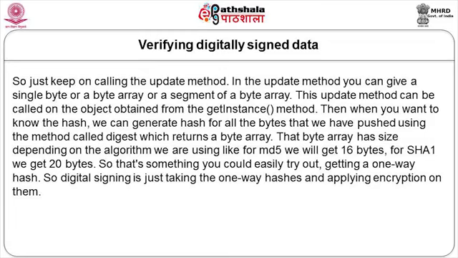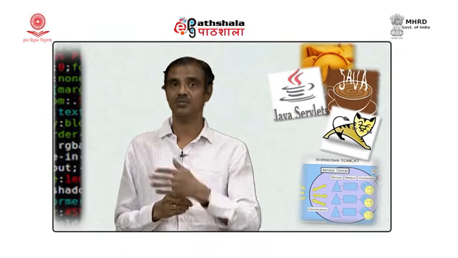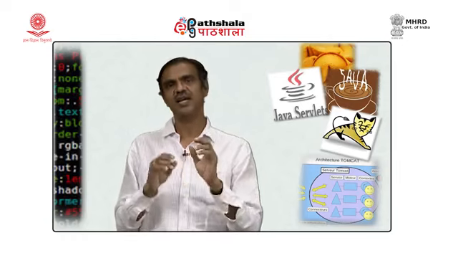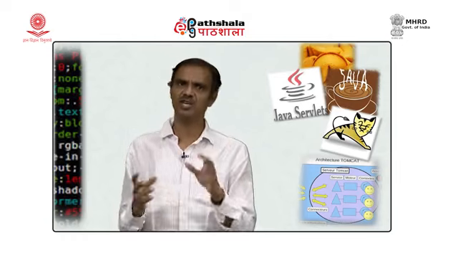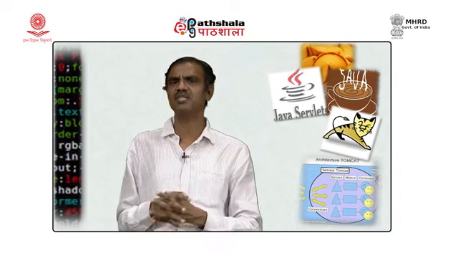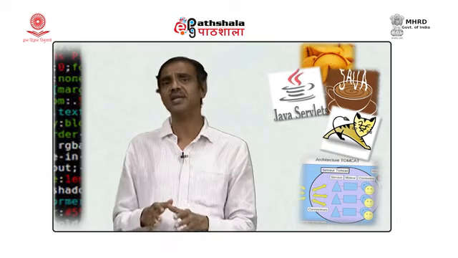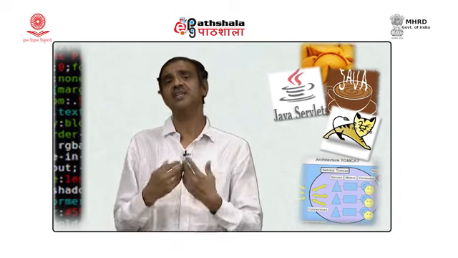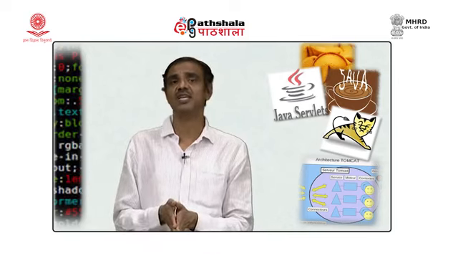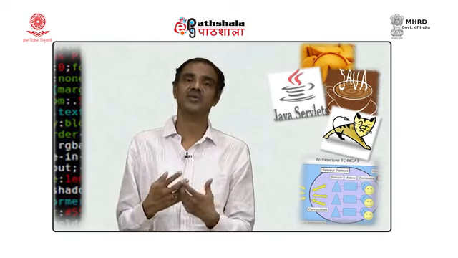In update you can give a single byte, you can give a byte array, or a segment of a byte array. So, that kind of update method is available on the object of message digest, the object which has been created by specifying a particular algorithm. So, for that algorithm you have a message digest, and when you have pushed in all the bytes, you can generate the one way hash for all those bytes by using a method called digest.